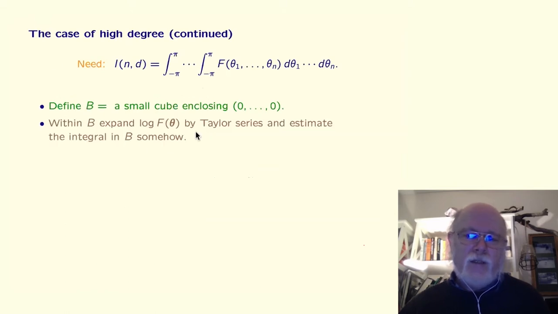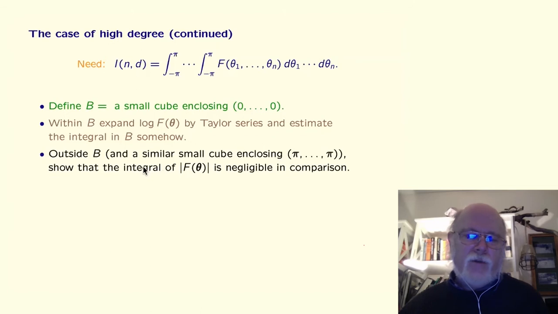And inside that small cube, we'll expand the logarithm of the function, the logarithm of the integrand, by Taylor series, so that the integrand becomes the exponential of a series. And then by some means, which I'll discuss a bit later, we estimate the value of the integral there. At the moment, I'm just giving you an overall outline of the method, because I'm going to show how we refine it to get stronger results.